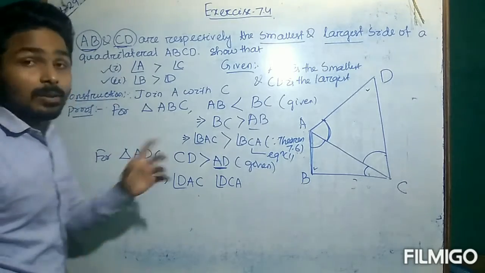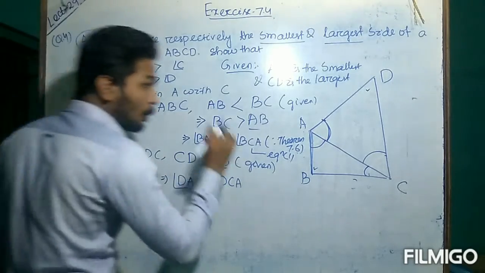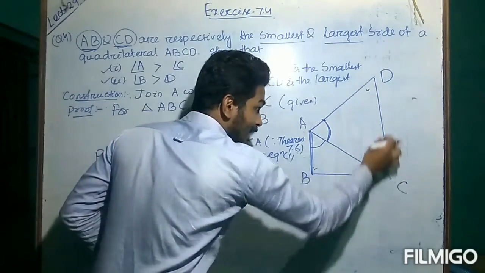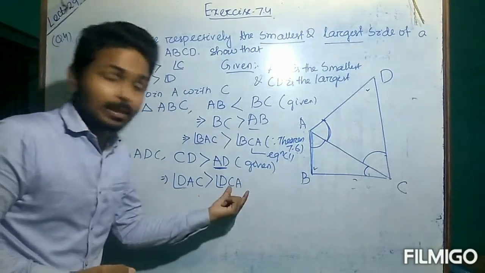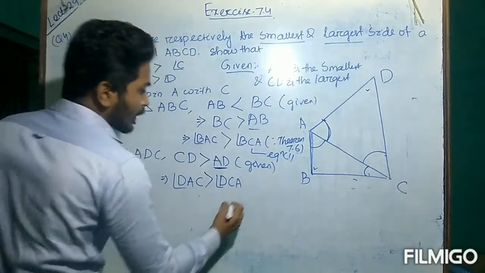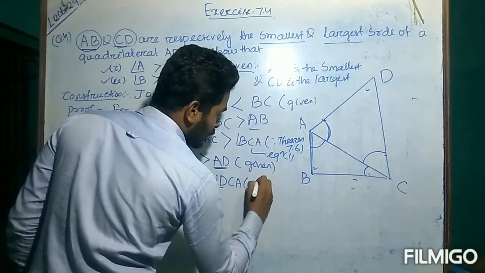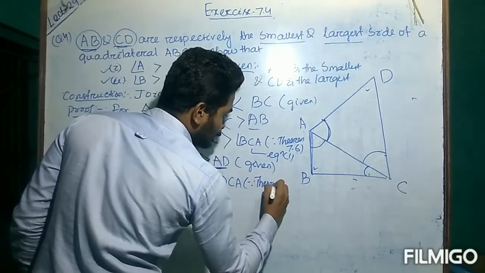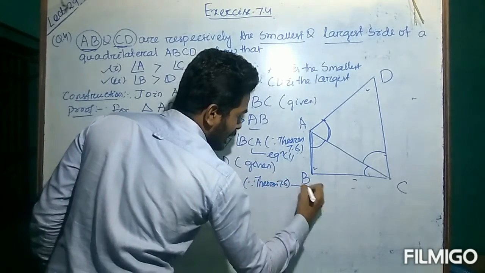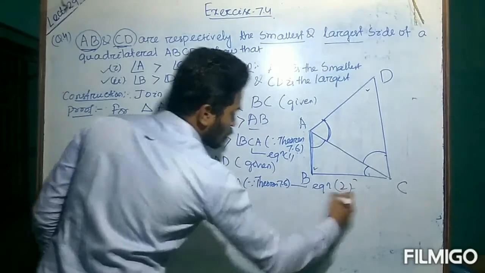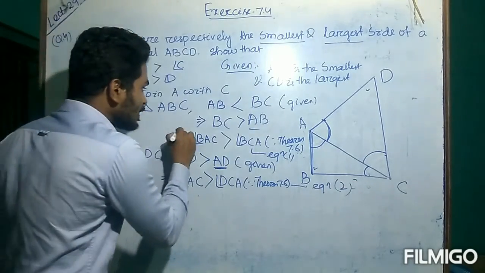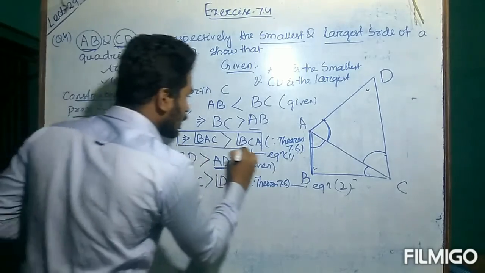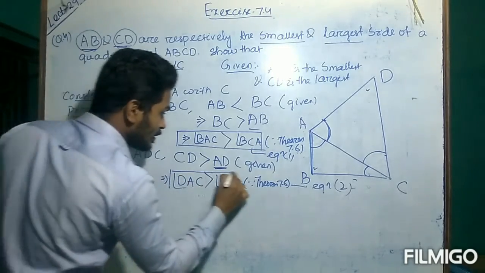Okay. Then according to theorem 7.6, the opposite angle of the largest side, this side, is larger. So this angle must be larger than this angle. This is also due to theorem 7.6. Right. Then equation 2. Okay. Now we'll do what? Now we'll add equation 1 with equation 2.